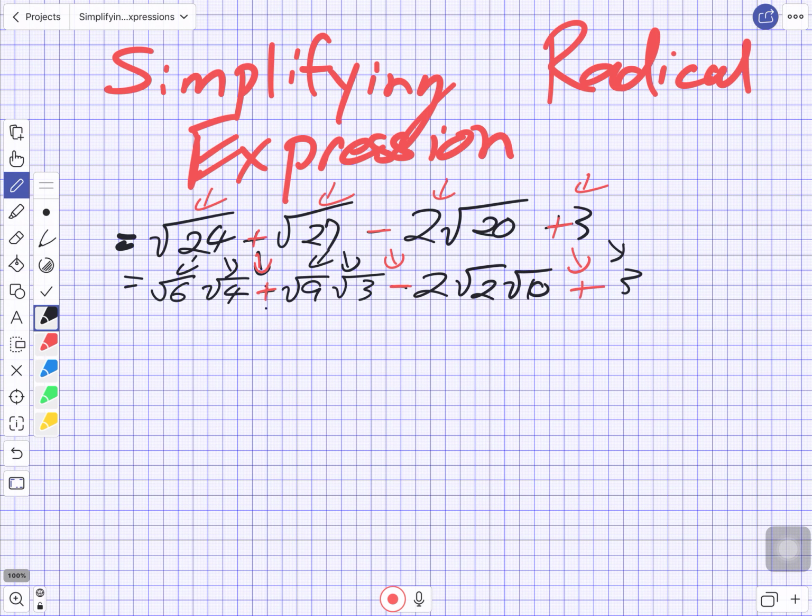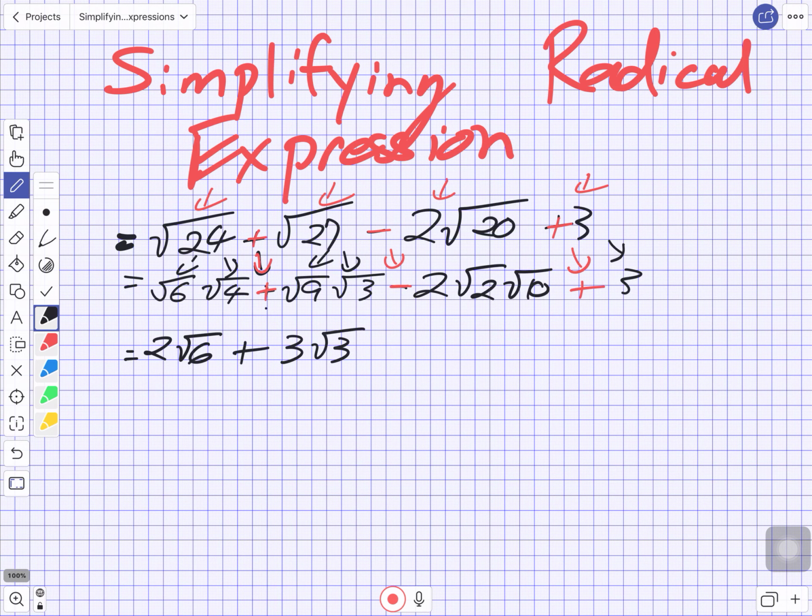Root 4 is actually just 2, okay? So that can be 2. And then root 6, I know the 2 values. They're 2 and 3. They're the only 2 multiples of 6. And I can't break 2 and 3 down. So I would have just multiplied them back together to get 6, okay? Root 9. I know what root 9 is. Root 9 is just 3. And root 3 is a prime, so I can't go any deeper.